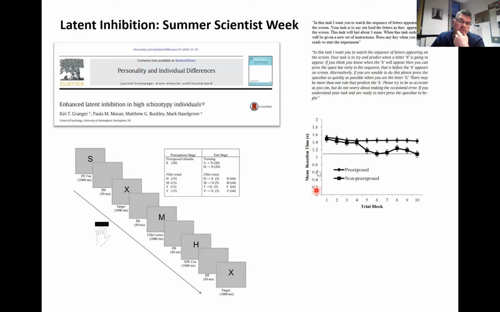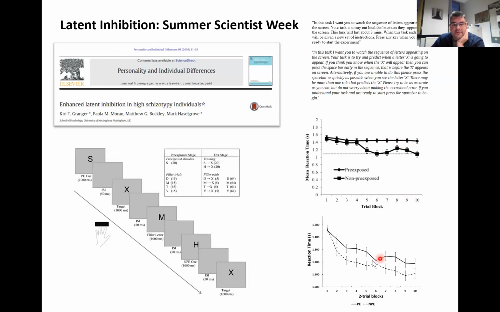So on the y-axis here, we've got mean reaction time over 10 two-trial blocks. And here we've got a reduction in response times to the novel stimulus, the non-pre-exposed stimulus, coming down. And quite stubbornly, response times in this particular experiment were not coming down to the pre-exposed stimulus. We rarely see a total absence of a reduction in response times to the pre-exposed stimulus.